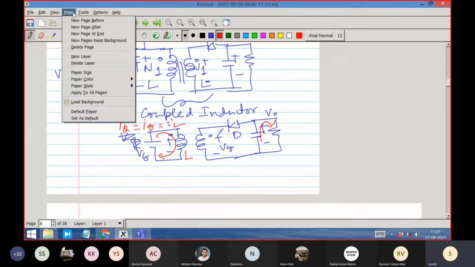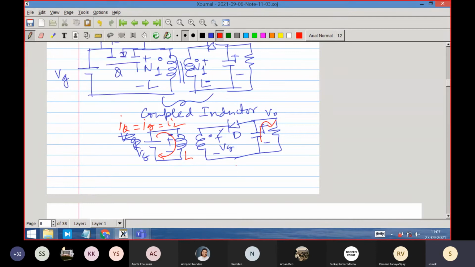Sir, why is D reverse biased? What is the voltage across this one? Can't V0 be greater than VG? Achha, good question. Actually, it won't be greater than VG. That will come when we do the full analysis. I will come back to that. When we do that, we will get such a value of V0 that it will never be possible to make it forward biased.